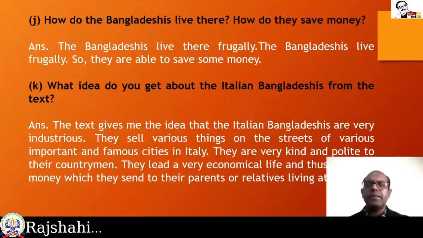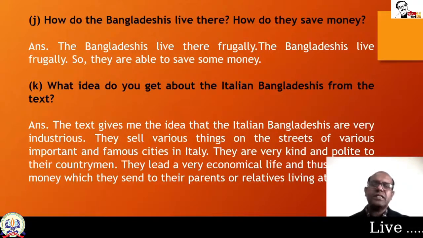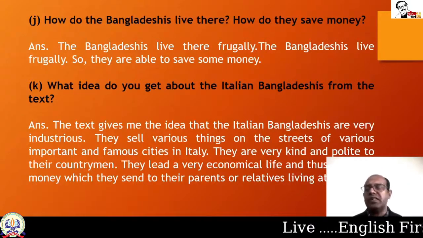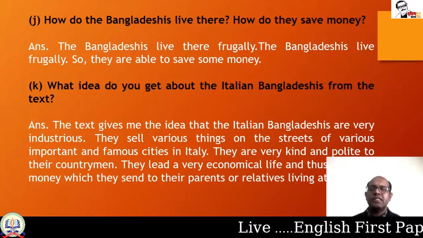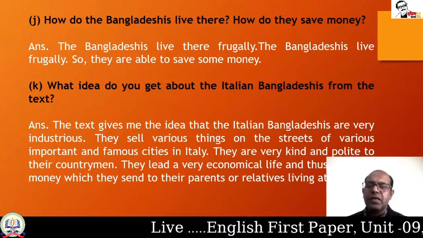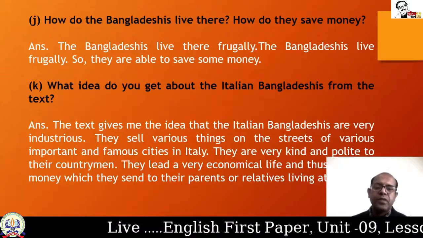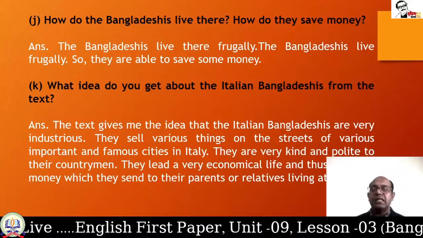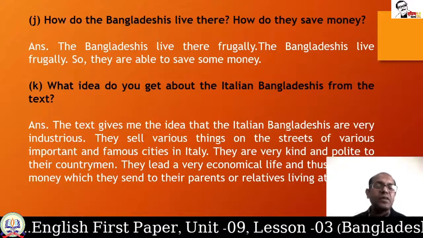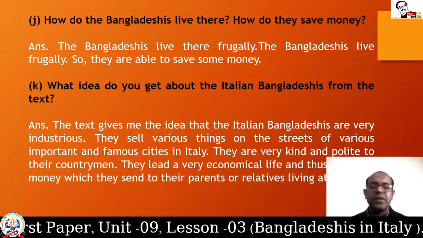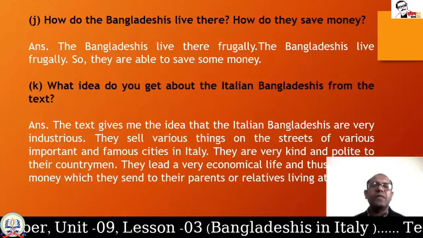I think this is the main idea of the passage, and I repeat, the text gives me the idea that the Italian Bangladeshis are very industrious and they sell various things on the streets of various important and famous cities in Italy, and they are very kind and polite to their countrymen, and they lead a very economical life and thus save money which they send to their parents or relatives living at home.